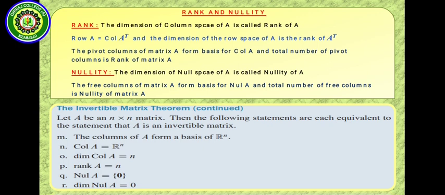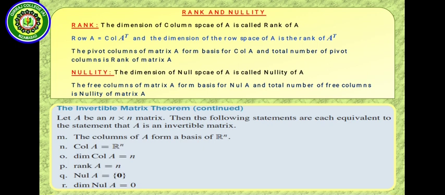The pivot columns of matrix A form a basis for column A, and the total number of pivot columns is the rank of the matrix. So in the echelon form of matrix A, the pivot columns form a basis for column A, and the total number of pivot columns is called the rank of the matrix.